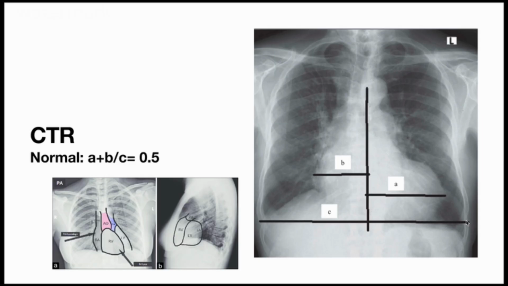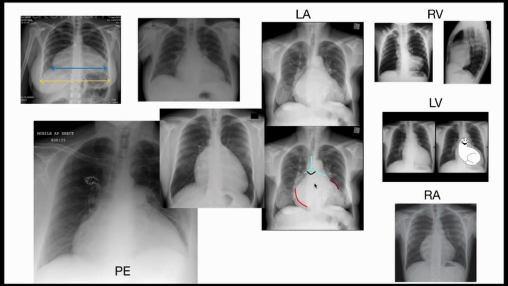Now, for the cardiothoracic ratio, you measure the extent of the right heart and the left heart, add them together, and divide over the chest diameter. Of course, A plus B over C, the normal is 0.5. So we normally take 0.5 as a good marker. Anything more than 0.5 is enlarged.